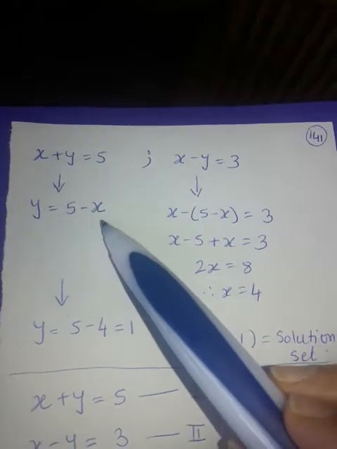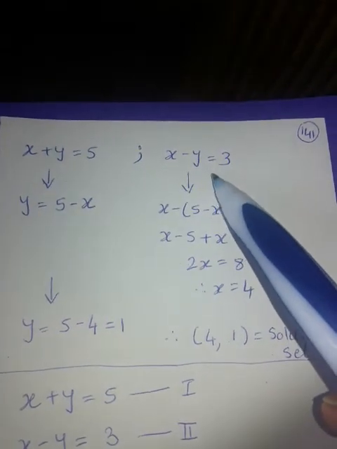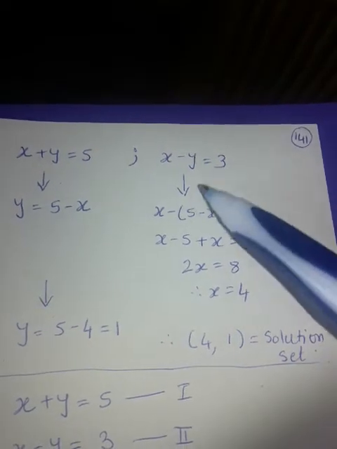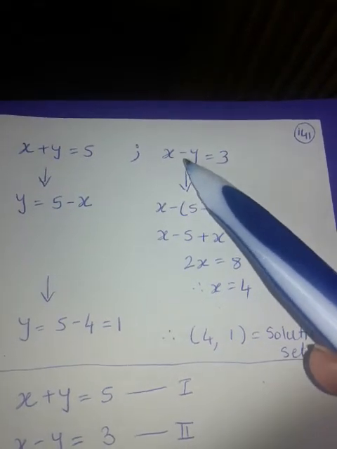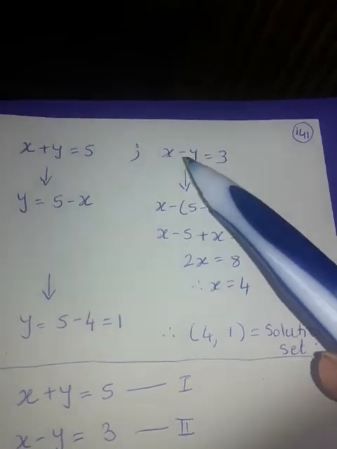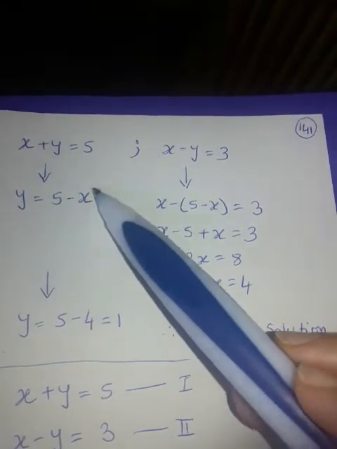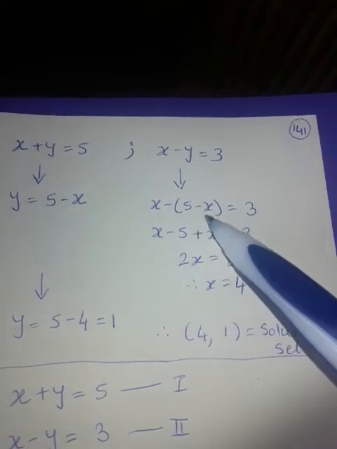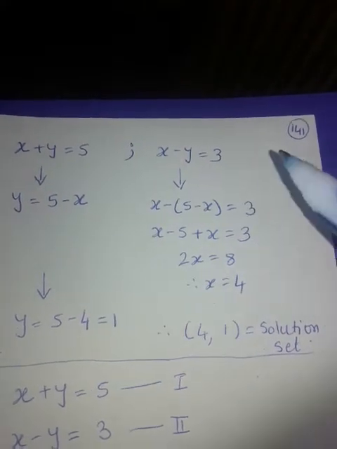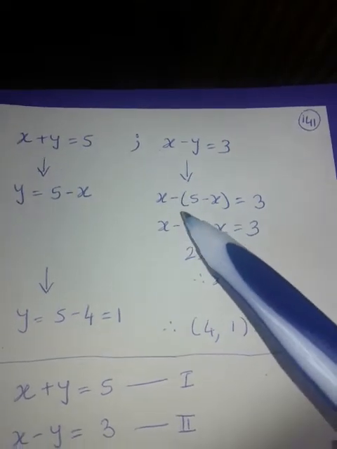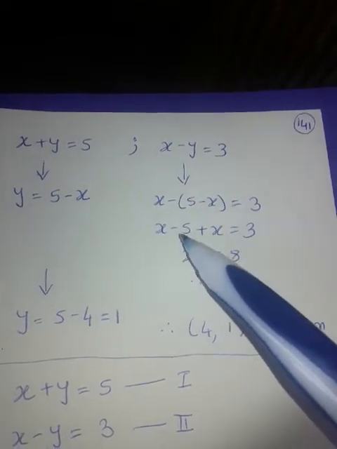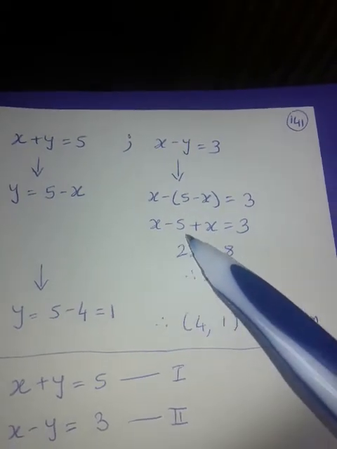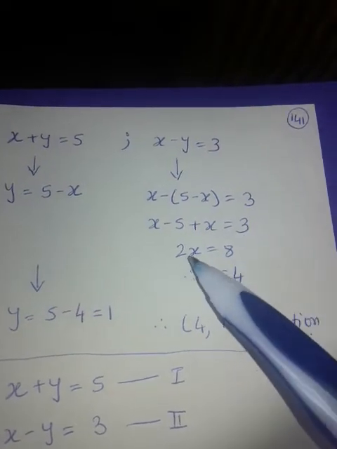So I will put this value of y in the second relation. x minus y is equal to 3 is the second equation. So x I have copied down, minus. Now what is the value of y? In terms of x it is 5 minus x. So instead of y, now I am writing x minus (5 minus x) is equal to 3. Now I will solve this. When I open the bracket, it will be x minus 5, minus minus will be plus. So x minus 5 plus x is equal to 3.